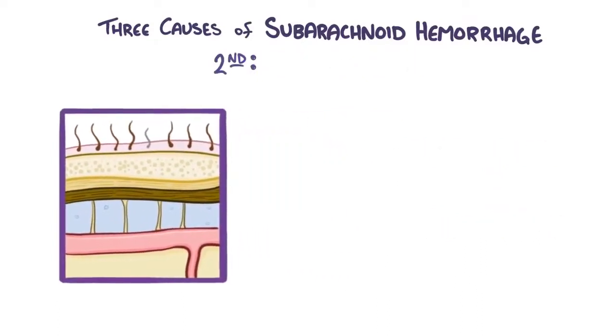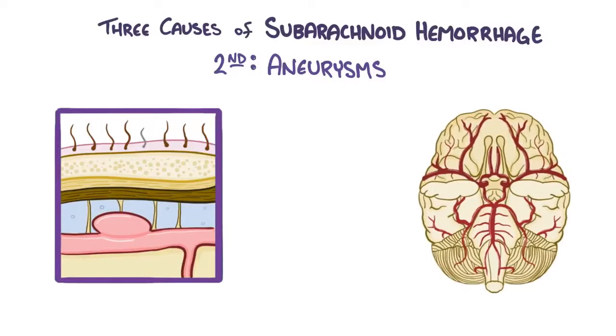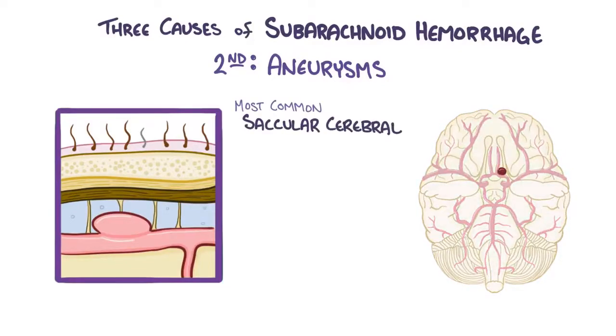The second cause is an aneurysm, which is a blood vessel that has weak walls and starts to bulge out to about 1.5 times larger than its normal diameter. The most common aneurysms in the brain are saccular cerebral aneurysms, which have a characteristic rounded shape on one side of the artery and are also called berry aneurysms.